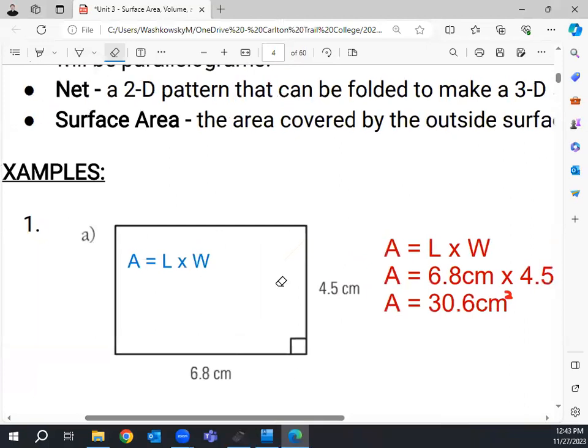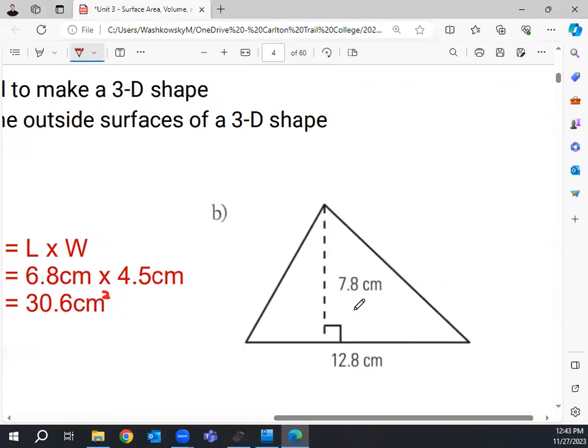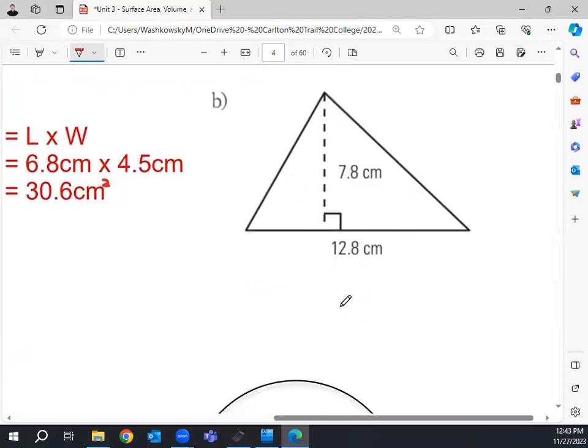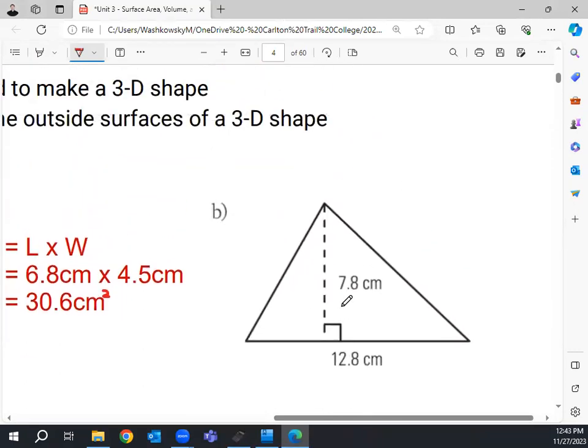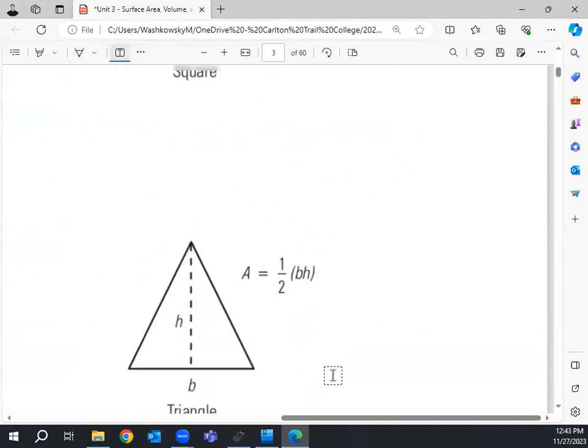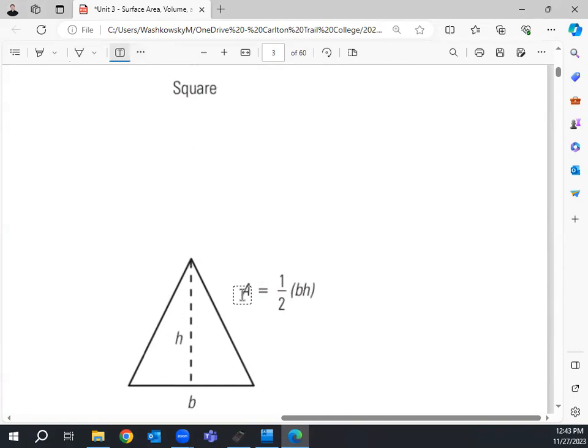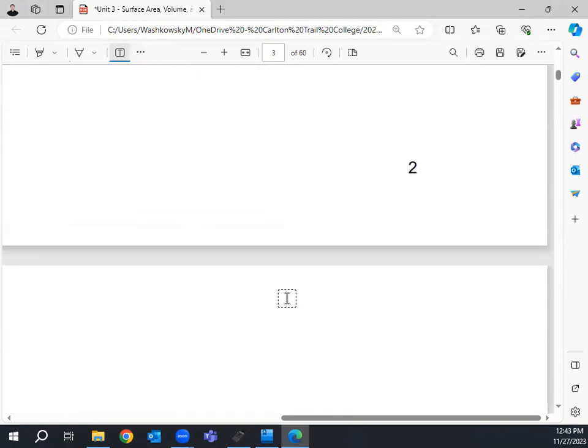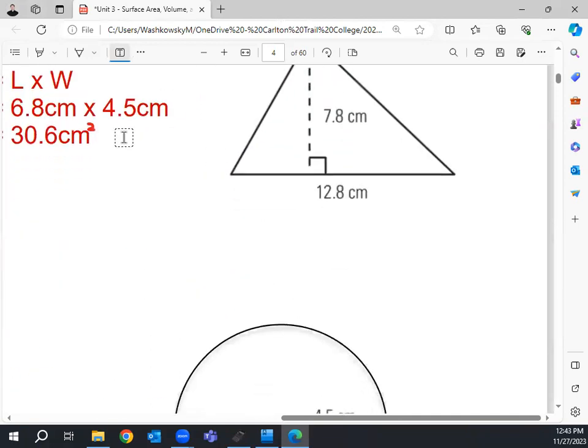So rectangles are pretty easy. You literally just take the two numbers and times them together. It's when we get to triangles that it's a little weird. And so I'll show you what the formula is for this right now, and then I'll explain what the heck that actually means. It'll make a lot more sense. So A equals a half times BH, base and height. So I'm just going to quickly write that in here.